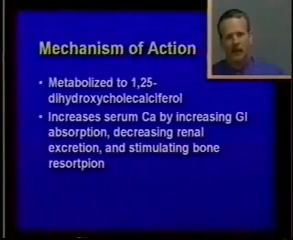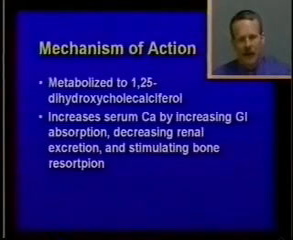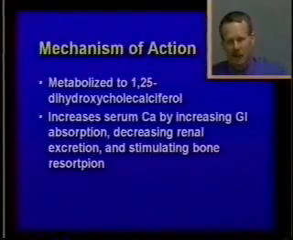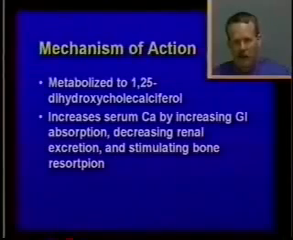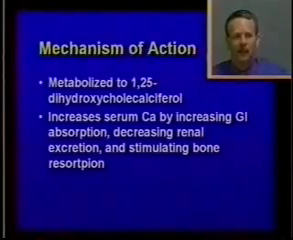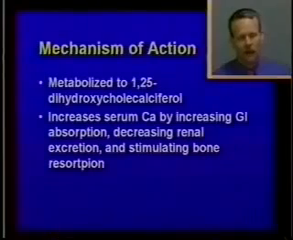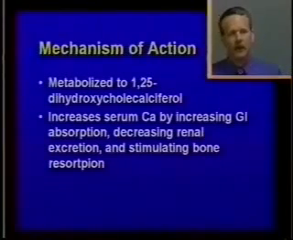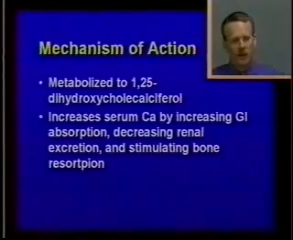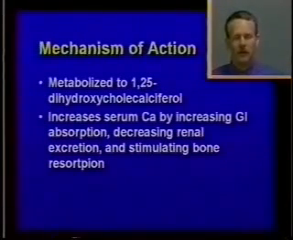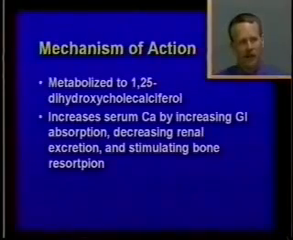The way that vitamin D3 compounds act to produce toxicity is first by metabolism to 1,25-dihydroxycholecalciferol, which is the active form of the vitamin D. So this increases serum calcium by increasing the GI absorption of calcium, decreasing renal excretion of calcium, and by stimulating bone resorption, all of which act together to give you massive increases in serum calcium.